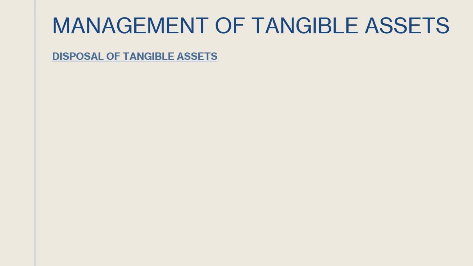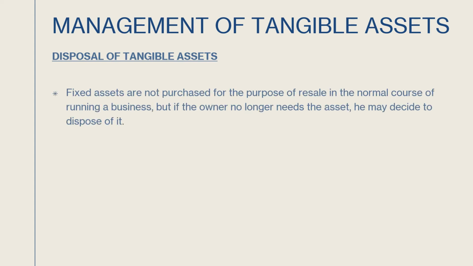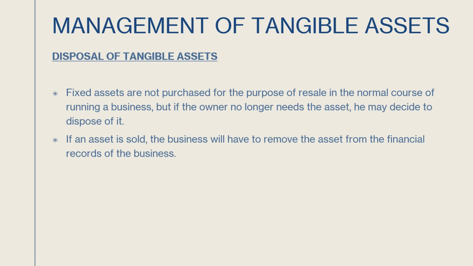If we look at the disposal of tangible assets, again, fixed assets are not generally purchased for the purpose of resale in the normal course of running a business, but if the owner feels that he no longer needs the asset, it serves no purpose in the business anymore, he can decide to dispose of it. If we can't use it in the business anymore, it's pointless to keep it, so we rather sell it and we get some money into the business. So if an asset is sold, the business will have to remove the asset from the financial records of the business.